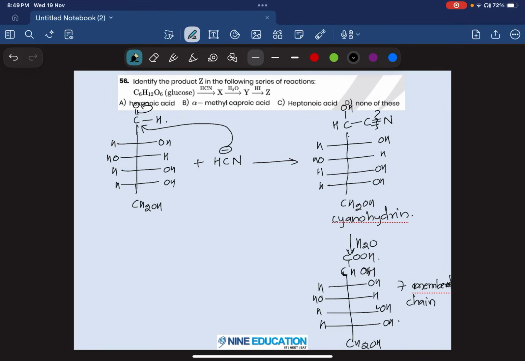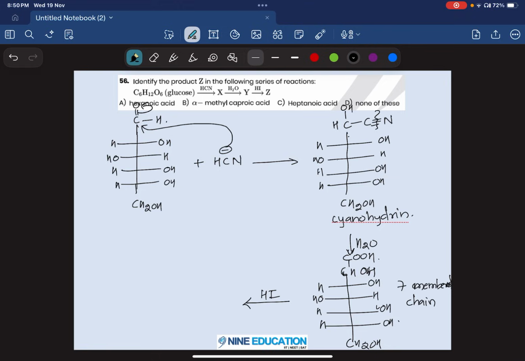Seven-membered chain is formed. Then what is happening is you are making this entire compound react with HI, which is a very good reducing agent. It can reduce alcohols into alkanes, but it can't reduce carboxylic acid.